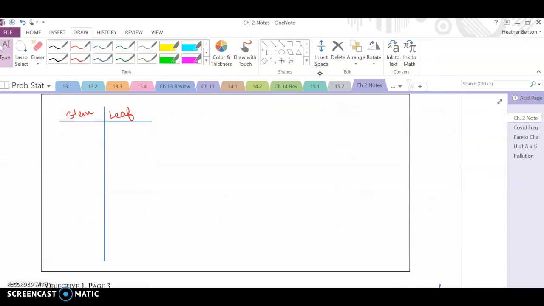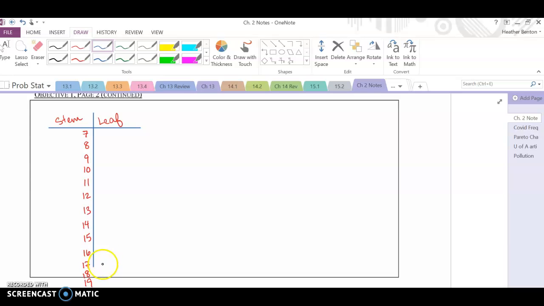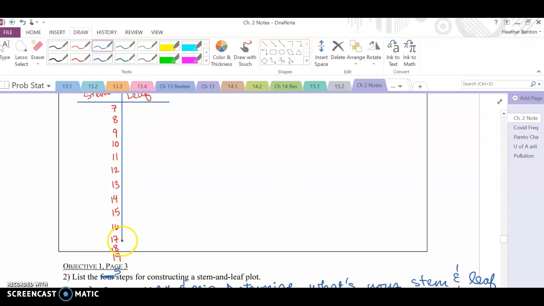So we're not going to skip any numbers. We're just going to start at 7, 8, 9, 10. Sometimes people will start lower than 7 just to show a little bit more. You know what? I'm going to have to write these smaller. 7, 8, 18. Can I squeeze it in? 19. There we go.